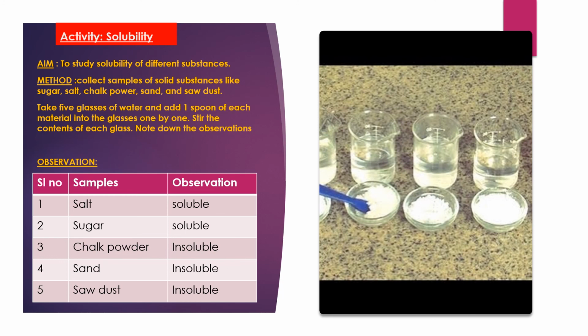Take 5 glasses of water and add a spoon of each of the materials given above and stir the contents nicely. We will see that the following materials dissolve and the following materials do not dissolve. Salt and sugar are completely soluble. Chalk powder, sand, sawdust are insoluble.